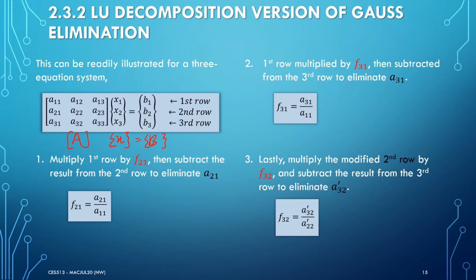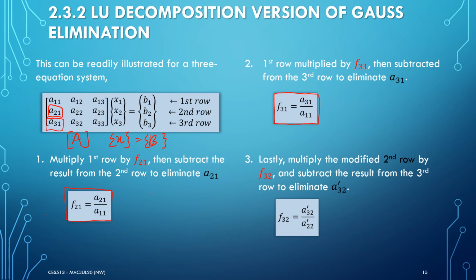First of all, multiply the first row by F21, then subtract the result from the second row to eliminate A21. So we want to eliminate A21. And here F21 is equal to A21 divided by A11. And then the second step is the first row multiplied by F31, which is equal to A31 divided by A11, then subtracted from the third row to eliminate A31.